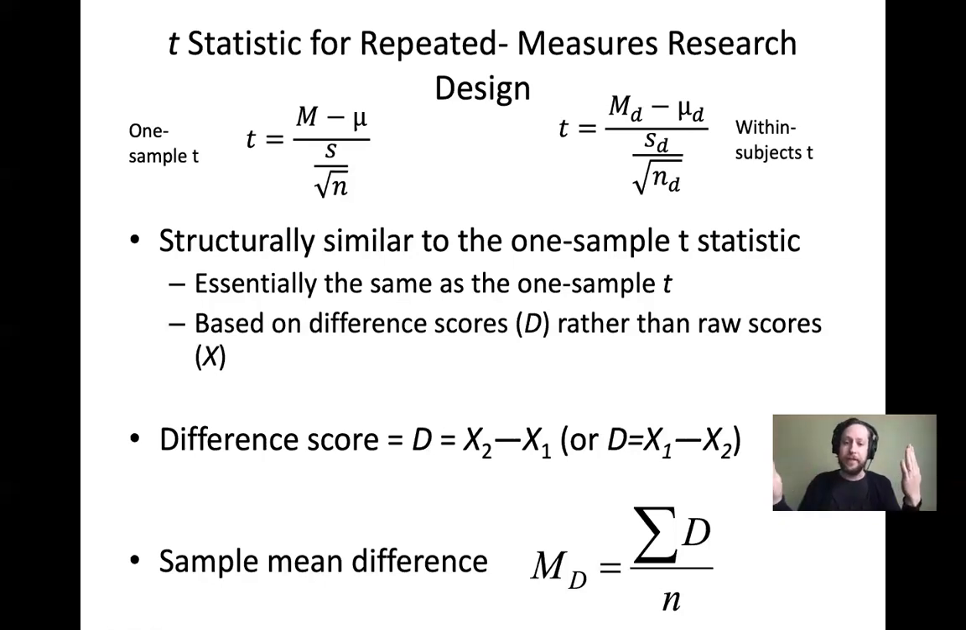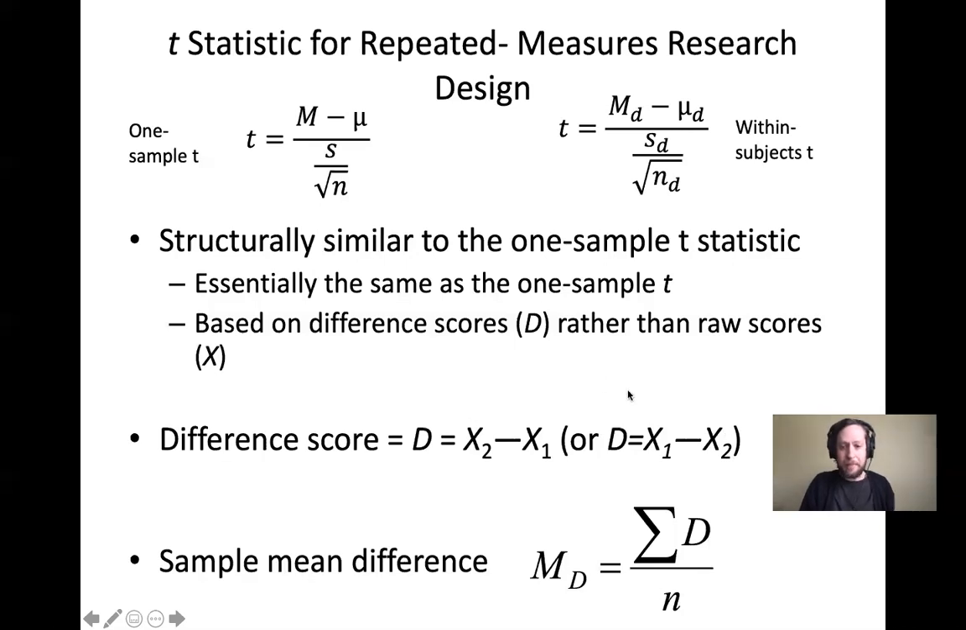I can just contribute a score to condition 2, and every participant contributes a score to each of those two conditions. The difference score is taking my score in condition 1 minus condition 2, or vice versa, taking my score from condition 2 minus condition 1. So here I'm showing both ways. D equals my score in condition 2, X2 minus X1, or similarly, my score in X1 minus X2.